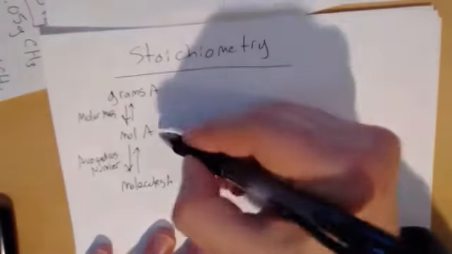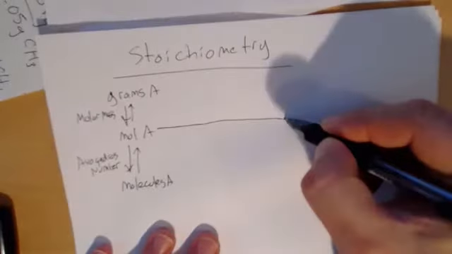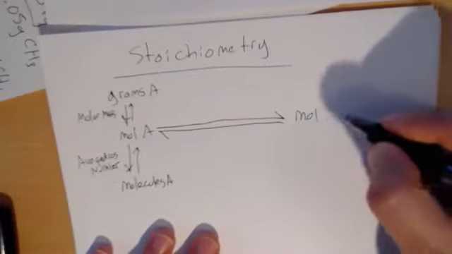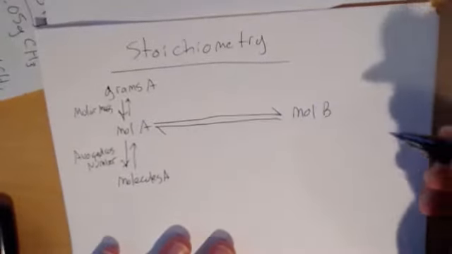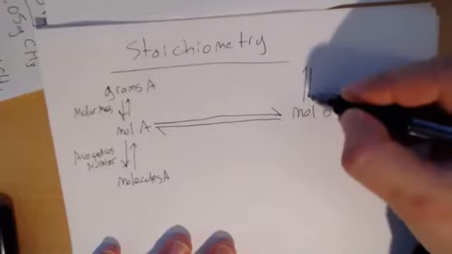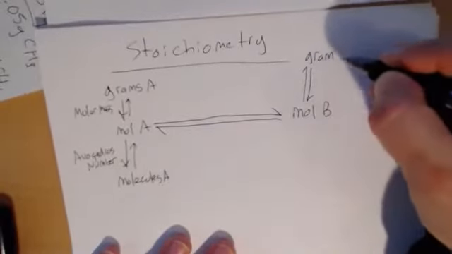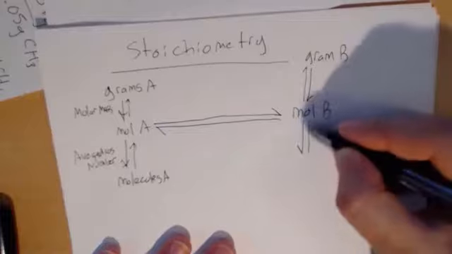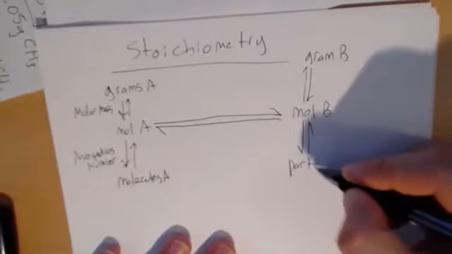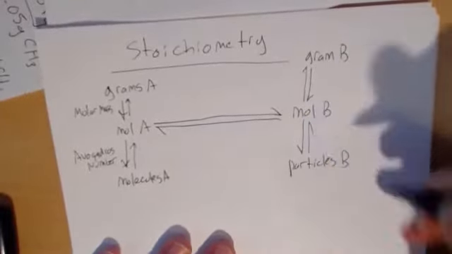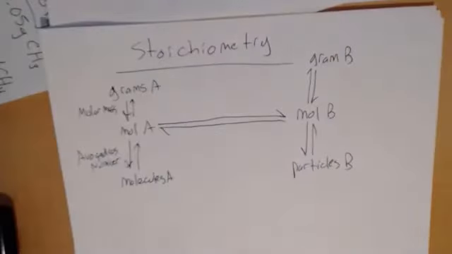We can also find other components in a chemical reaction, moles of B. And from moles of B, I can go to grams of B, or to particles of B, using the same types of conversions.